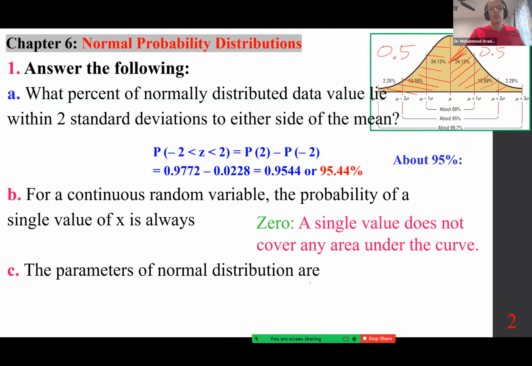The parameters of normal distribution are mu and sigma. It's the mean and standard deviation.